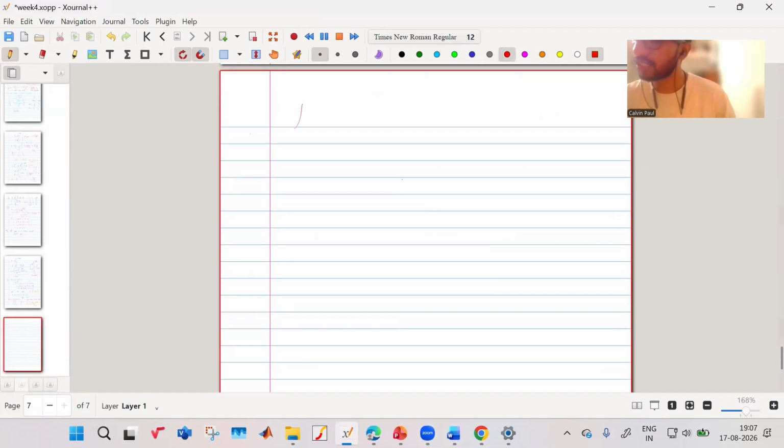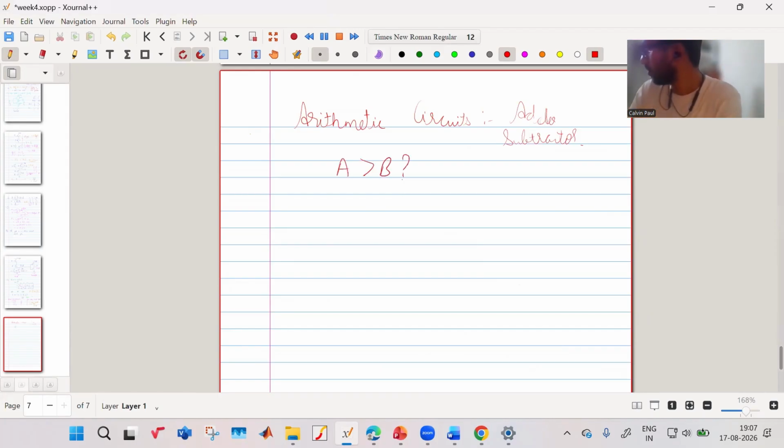Sir also touched upon various arithmetic circuits. Sir discussed the adder, subtractor, and so on. Let us try. What is the circuit for A greater than B? Okay. What is it for A greater than B?